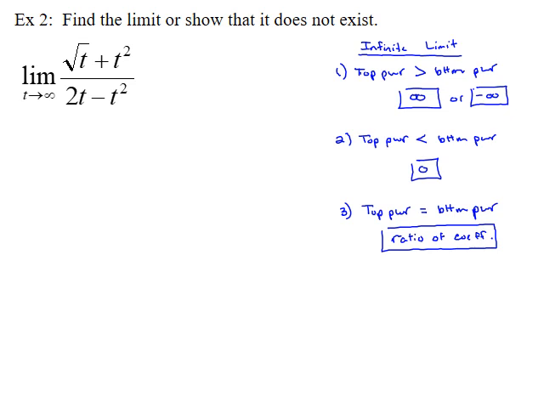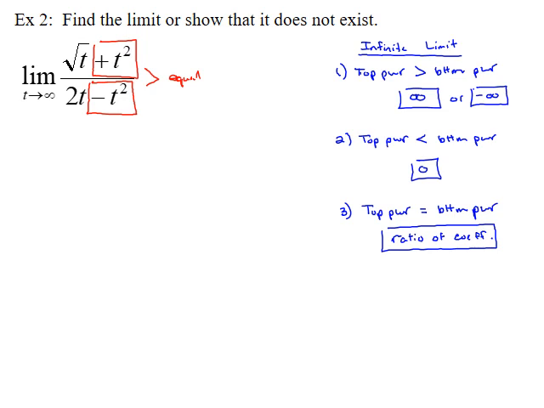So look at example number 2 here. What is the limit as t approaches infinity of the square root of t plus t squared over 2t minus t squared? So look at the top and the bottom. Find your highest powers. You have a t squared on top, and you have a negative t squared on the bottom. Those are both the highest powers. They are equal to each other.